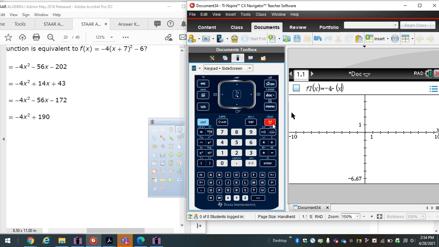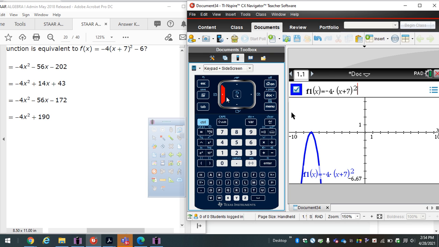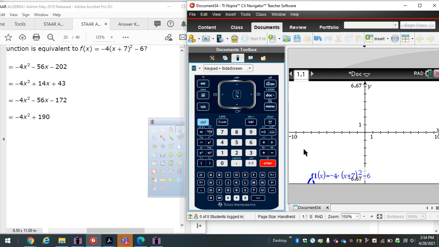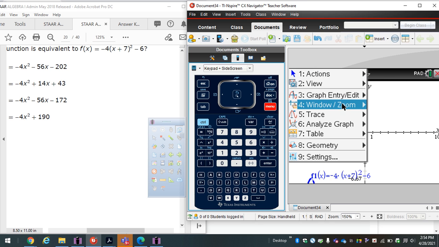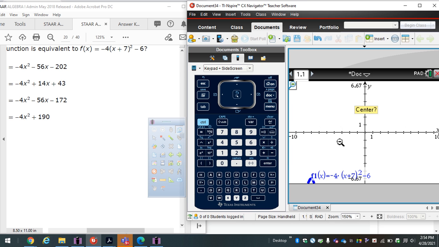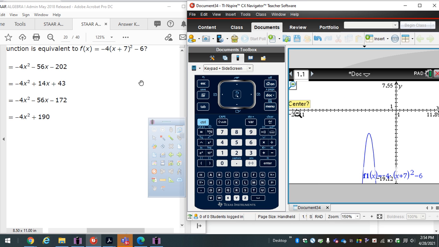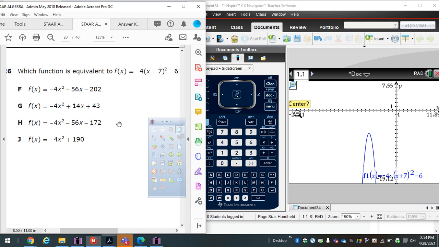So negative 4, parentheses 4, yeah, and then we're going to go x plus 7 outside squared, and oops, my bad, minus 6. Okay, there it is. So I'm going to come out here, menu, I'm going to menu zoom out so I can see it over here, okay? Now, all I'm going to do is just come over here and then graph each one of these.